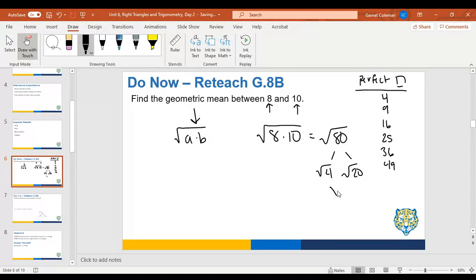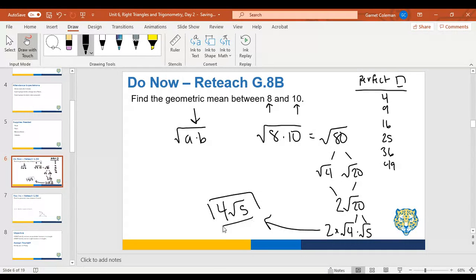And then now radical 4 is the same thing as 2. And then I bring down the 20. Now I'm going to think about 20. Does 20 go into any of these numbers? 20 does go into 4, so I can break it down even more. So now I have 2 times radical 4 times radical 5. Let's move over here. So 2 times radical 4, 2 times 2 is 4. And then I leave the radical 5, and that's my answer.